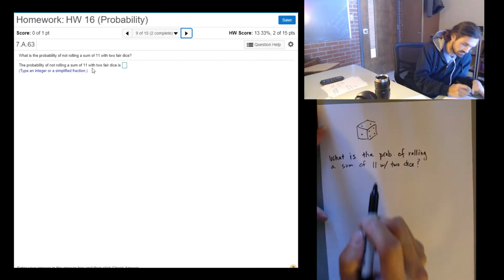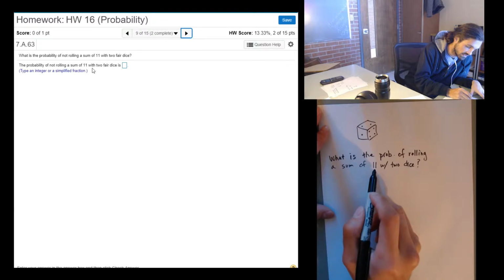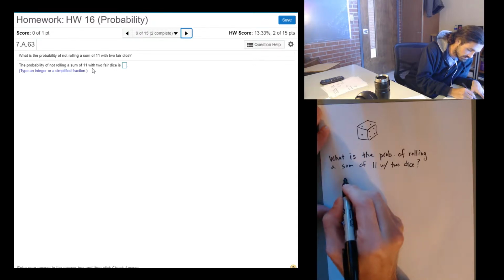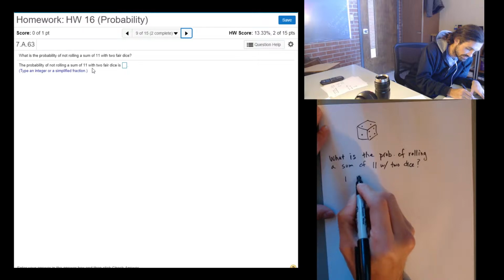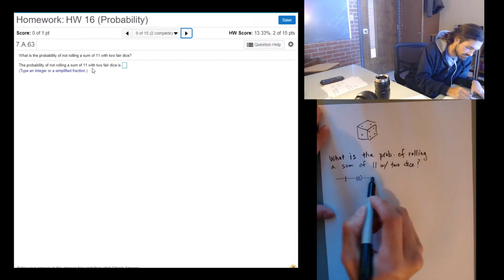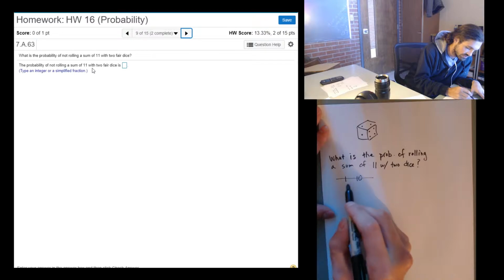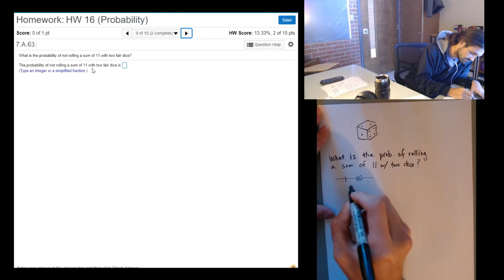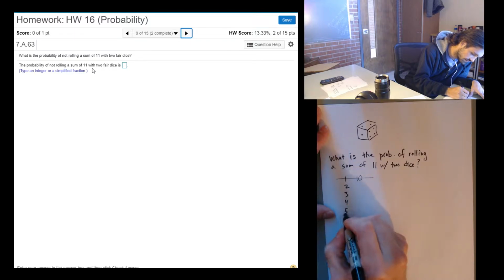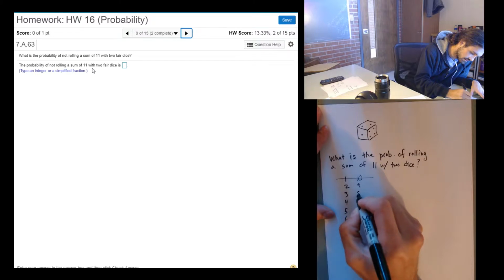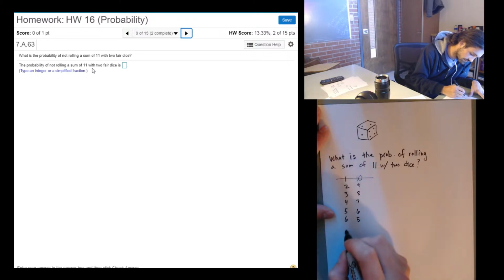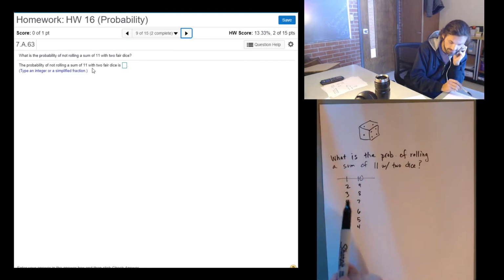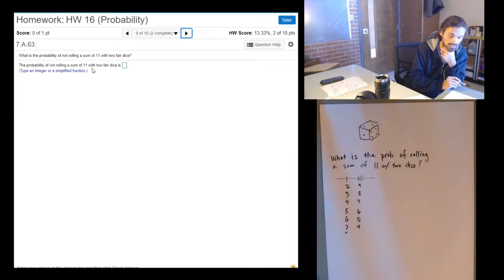So, I mean, how can you get the sum of 11? So recognize we would need to roll a 1, and we would need to roll a 10. Well, there's no 10 on a fair die, so can't do it. 2, 9, 3, 8. Well, you can't do 7. Okay, so here's a list of numbers that sum to 11.